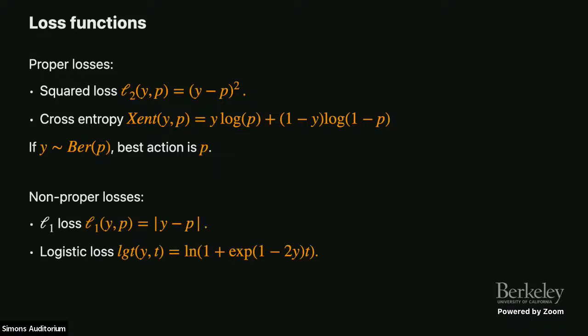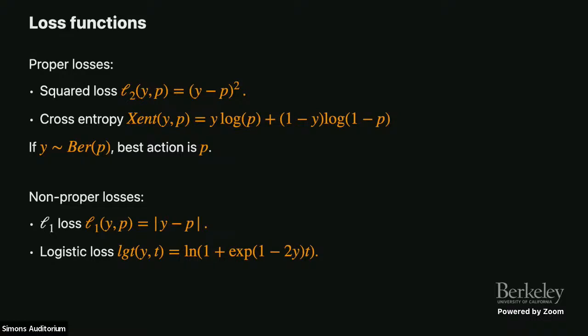On the other hand, we also use non-proper losses sometimes. The simplest example perhaps is the L1 loss, where the L1 loss on y and p is the absolute difference. Why is it non-proper? Well, if y is sampled from a Bernoulli distribution with parameter 0.7, your best strategy is to say 1. If it's Bernoulli 0.3, you say 0. Simple exercise. Logistic loss is another loss function where if the true label is going to be 1, you want to say plus infinity. If it's going to be 0, you say minus infinity. If you think it's half and half, you say 0.